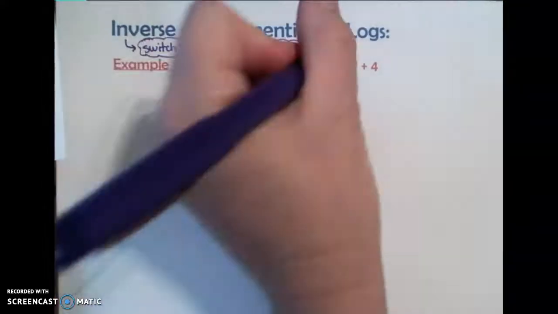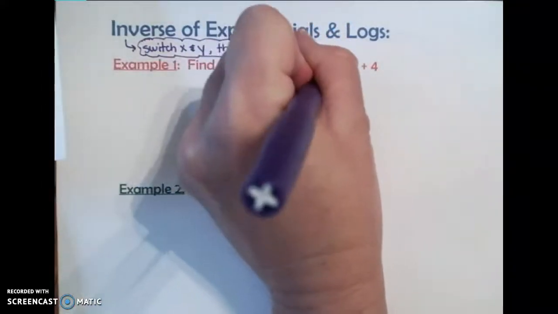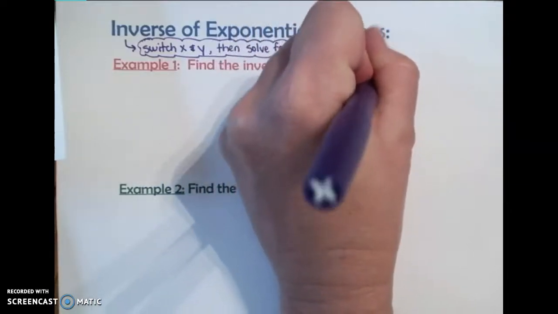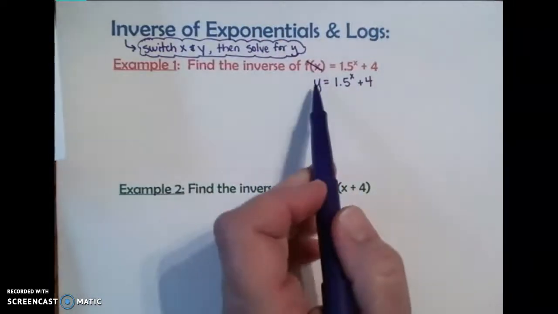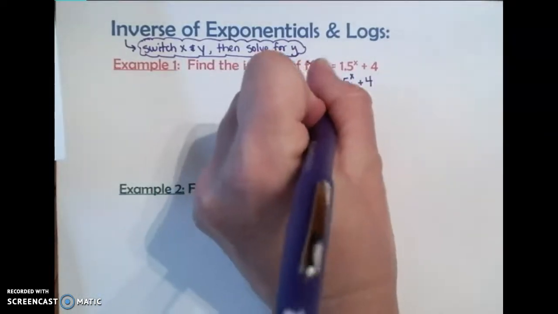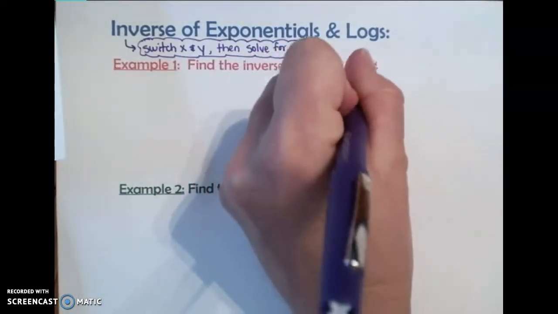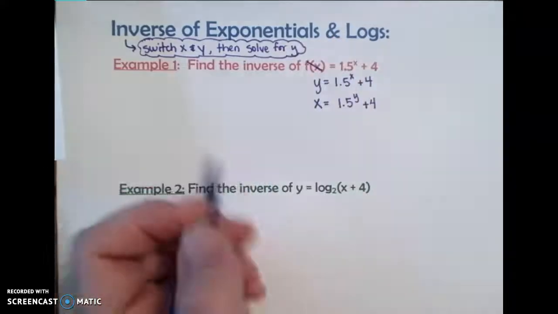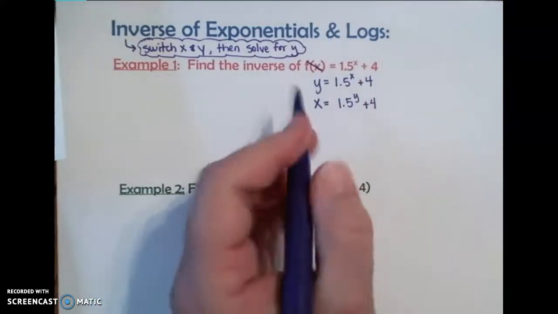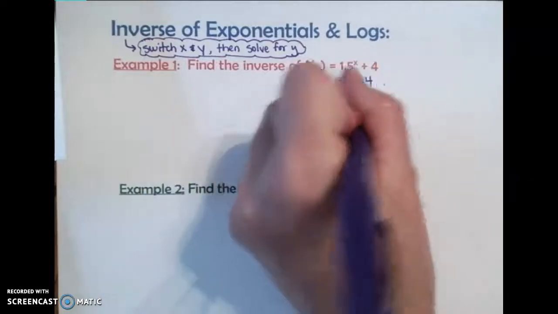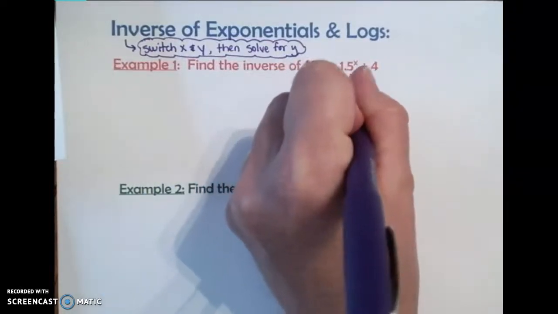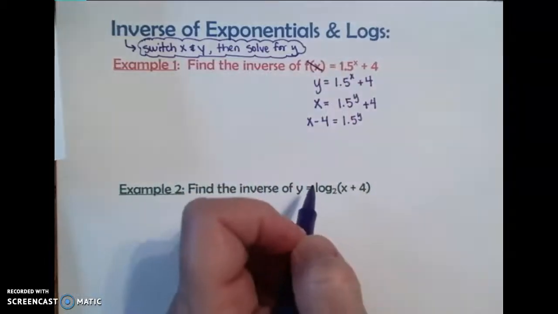And you know that f of x is the same as y. So you're going to change that to y first. Now we're going to switch our x and y. And then we're going to solve this for y. So if I want y by itself, I need to subtract this 4 over. So that's going to leave me x minus 4 equals 1.5 to the y power.